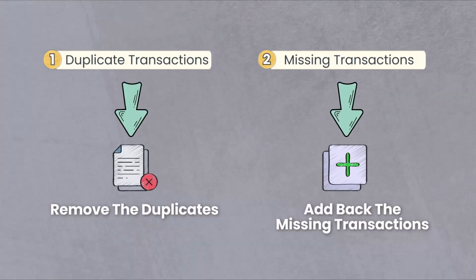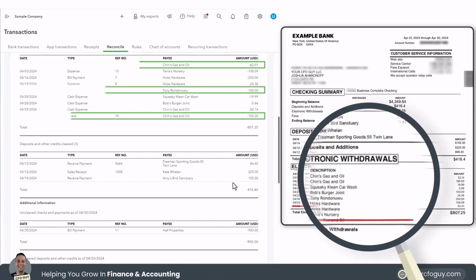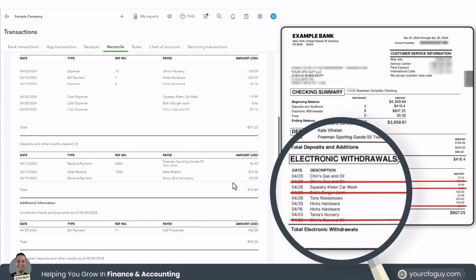Fix your unacceptable differences and keep a close eye on your acceptable differences.